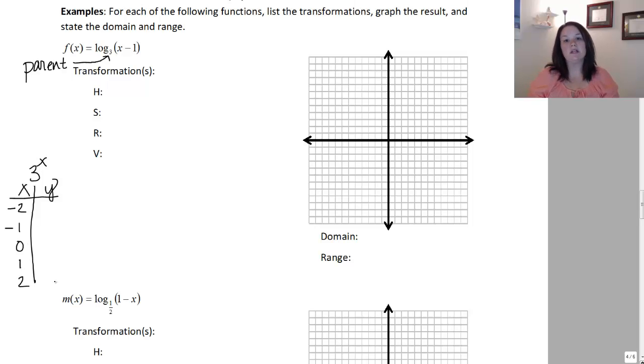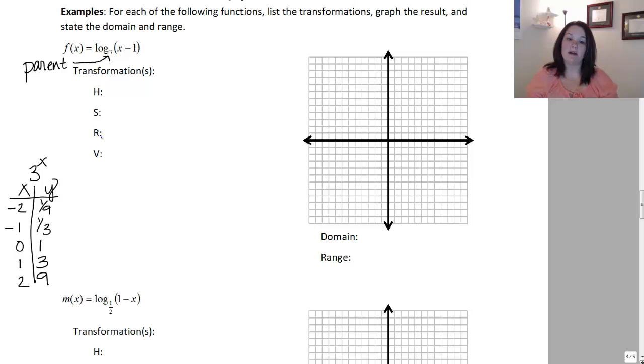Now on a lot of these you really only need 3 points. If you just wanted to do -2, 0, 2, that's fine. The more points you get, the better shape you get. So if you're a little iffy on the shape, go ahead and do the 4 points. If I do 3 to the -2 power, when I square 3, that gives me 9, and then the negative flips it, so that would give me 1/9. 3 to the -1 is 1/3. 3 to the 0 is 1. 3 to the first power is 3, and 3 squared is 9. So that's my exponential form of this function.